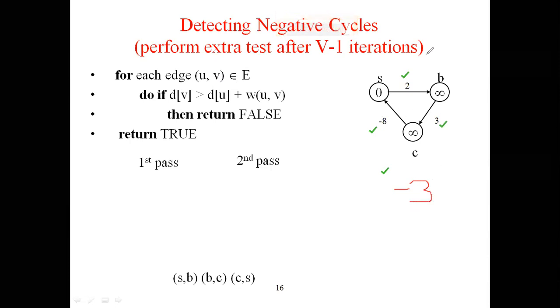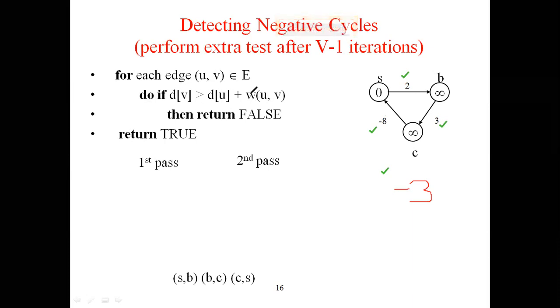This is a negative weight cycle. If you get a negative value, then it is a negative weight cycle. See these steps, this fragment of the algorithm: for each edge (u, v) belonging to E, the set of edges, do: if d[v] > d[u] + w(u, v), then return false.